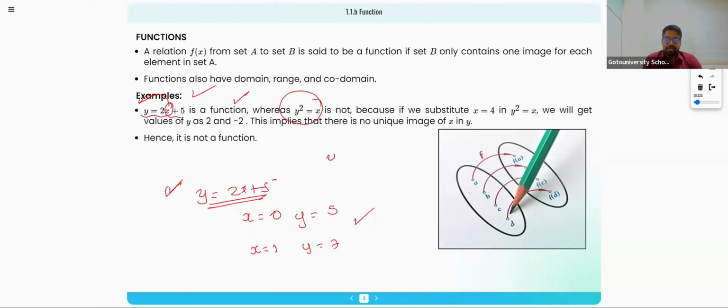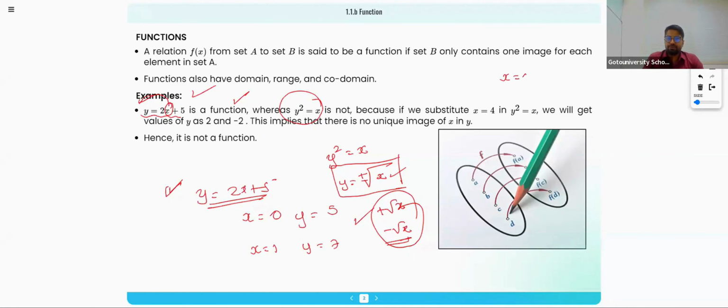Whereas y square is equal to x. If I want to find the value of y, I might have to take two values, that is the square root of this, right? So if I want to take y, it's plus or minus square root of x. That means plus root x and minus root x, both will be the answer. That means y can take two values for the same value of x. For example, what if x is equal to 4? If x is equal to 4, y square is equal to 4. So what is y? Plus or minus square root of 4, which is plus or minus 2. That means y can have two values.